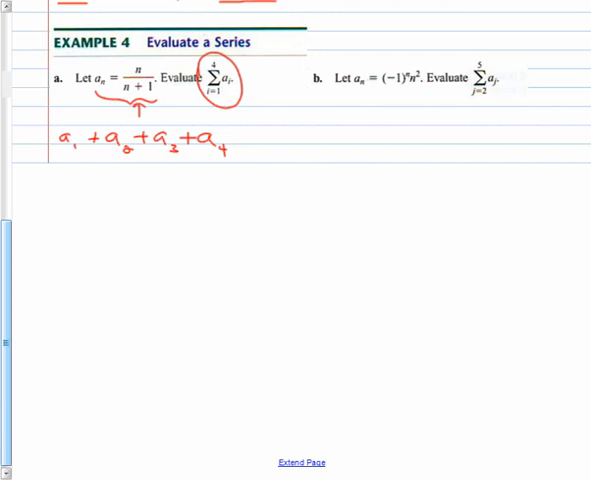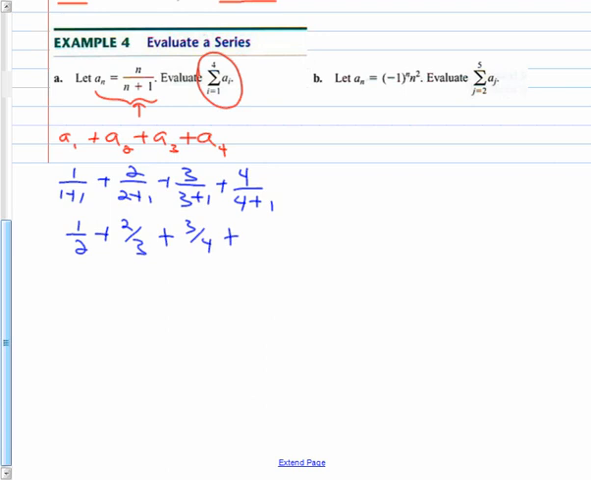So I start with n being 1. A sub 1, n is 1: 1 over 1 plus 1. Plus, then I go to 2: 2 over 2 plus 1. Then it's 3 over 3 plus 1. Then it's 4 over 4 plus 1. And then we try to get the answer to this. 1/2 plus, help me out, what are these fractions? 2/3 plus 3/4 plus 4/5. That's what we're trying to add together.